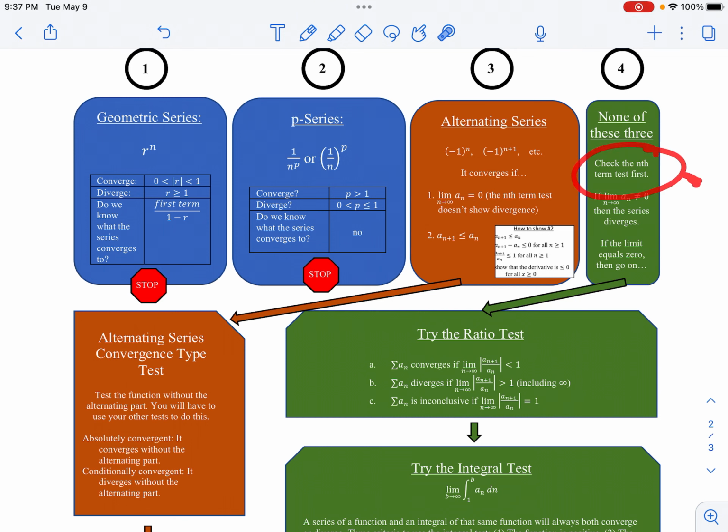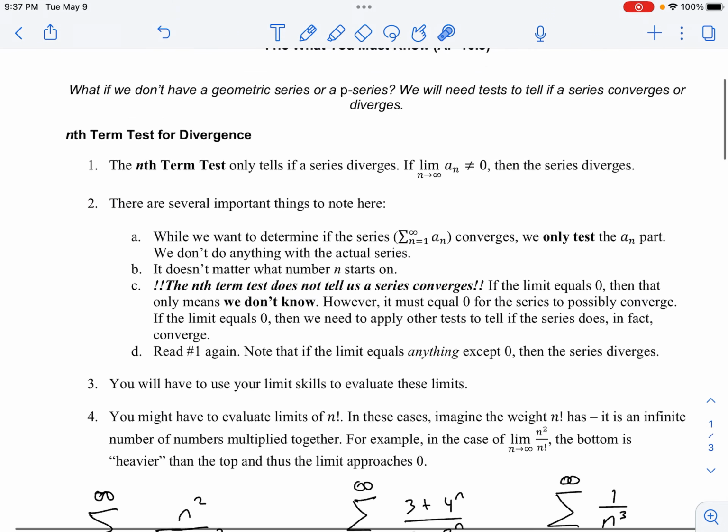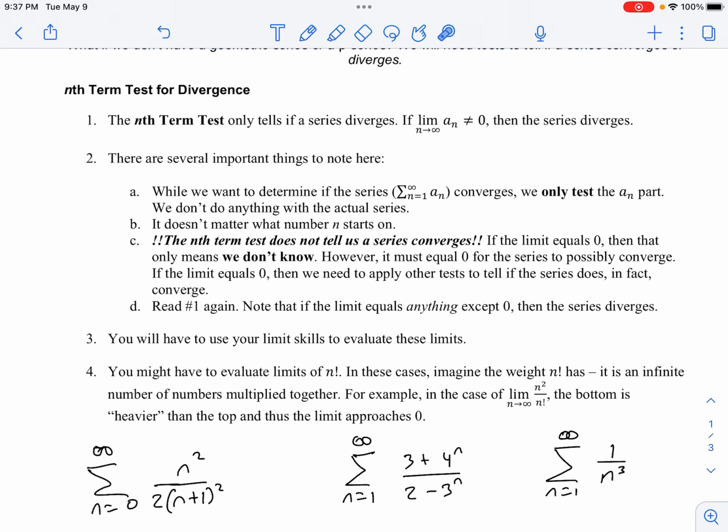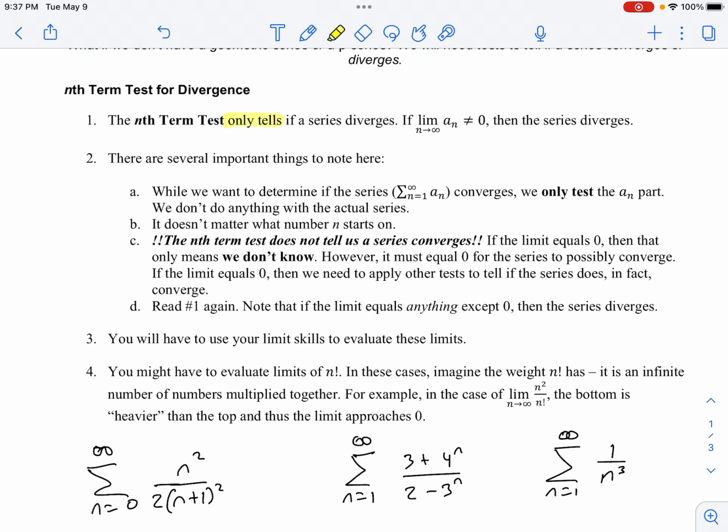I will say that some people like to start with the nth term test before they figure out if it's geometric, p-series or alternating series. You might have your own preferences as well as you learn more about these. Okay, so what does the nth term test for divergence tell us? Here we go, and I'm going to make a big deal out of this, probably more than once. The nth term test only tells us if a series diverges. And what is that test? We take the limit of the function part of the series, and if it doesn't equal 0, then the series diverges.